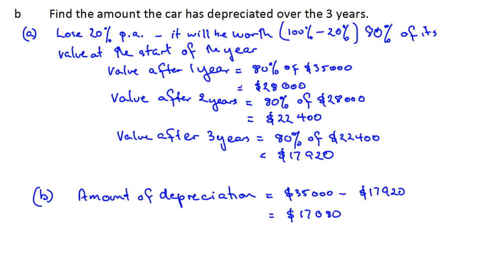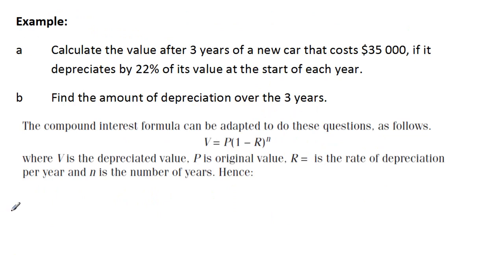All right, let's have a look at another question. This one says to calculate the value after 3 years of a new car that costs $35,000. This time it depreciates by 22%. But this time we're going to use a formula to do it. The formula is V equals P(1 minus R) to the n. That should look familiar to you.